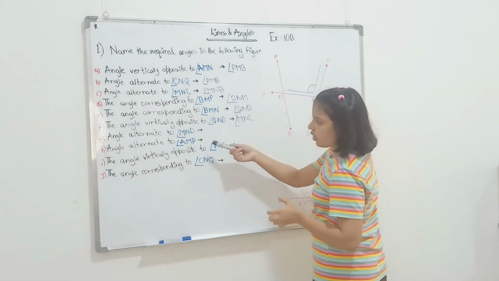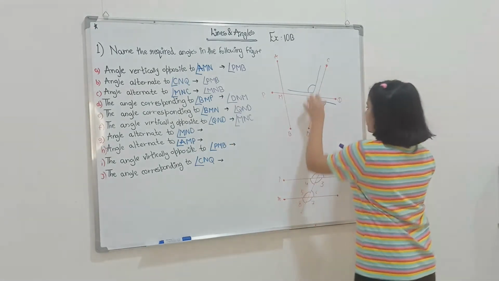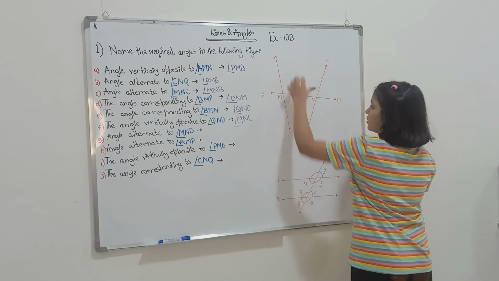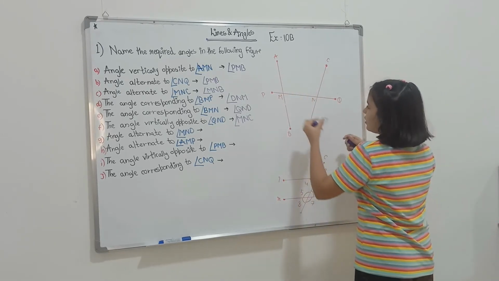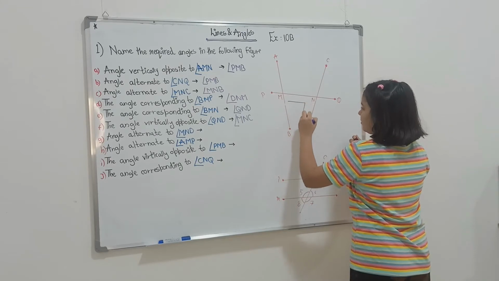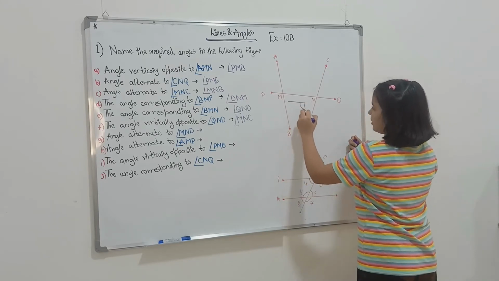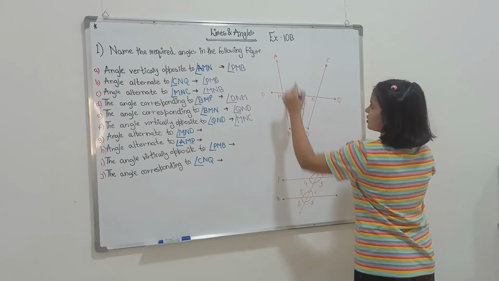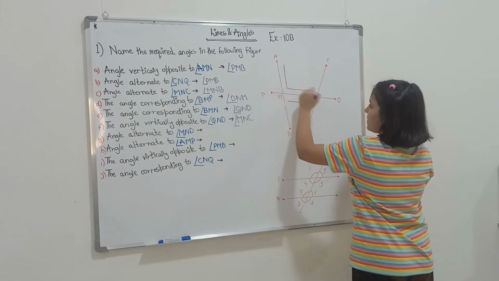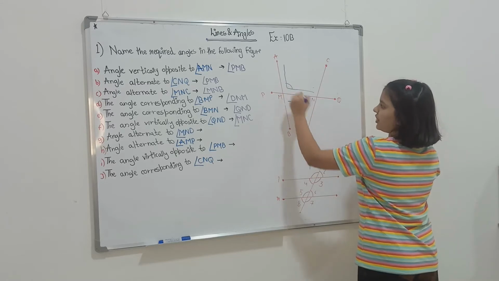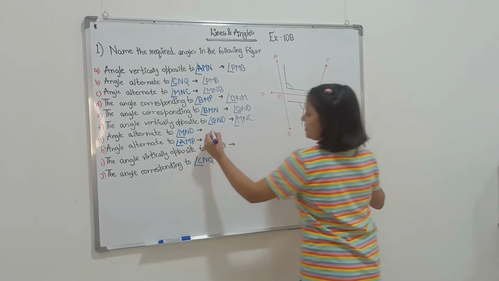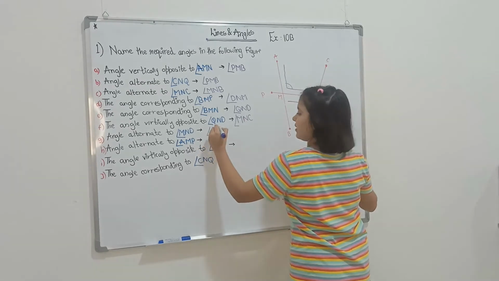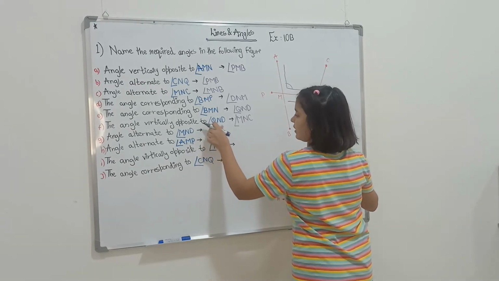Next is angle alternate to M and D. So we have to find the alternate. Here this and this, this and this. So the angle is angle AMN. These two are alternate. So our answer will be angle AMN.